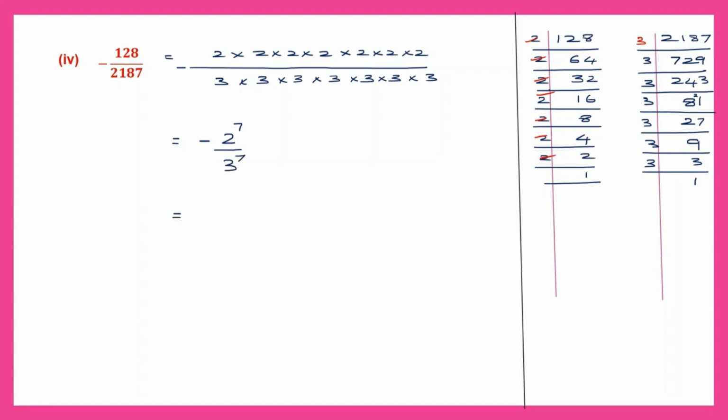Since both are raised to the power of 7, we can put them together as 2 by 3, the whole thing raised to the power of 7. We have a minus sign before that. So let's write minus (2 by 3) the whole thing raised to the power of 7. So this is our final answer.